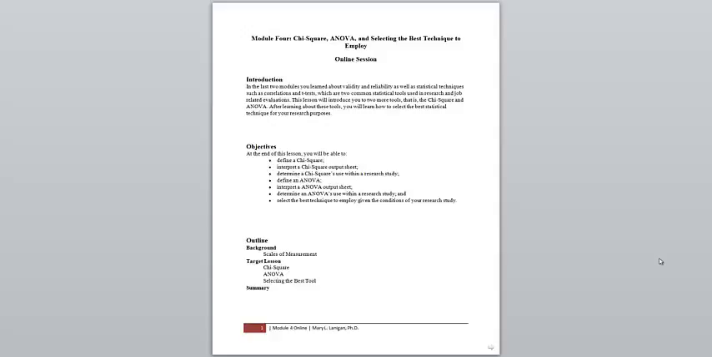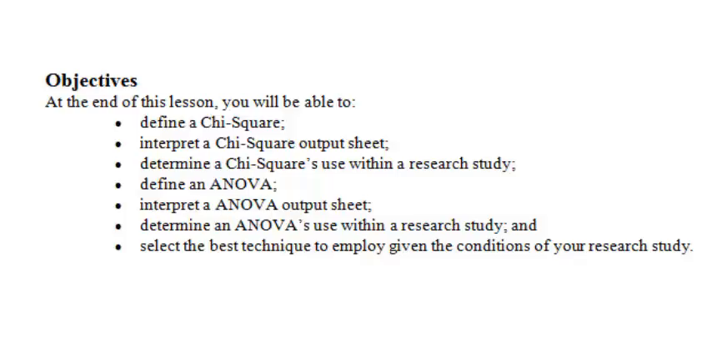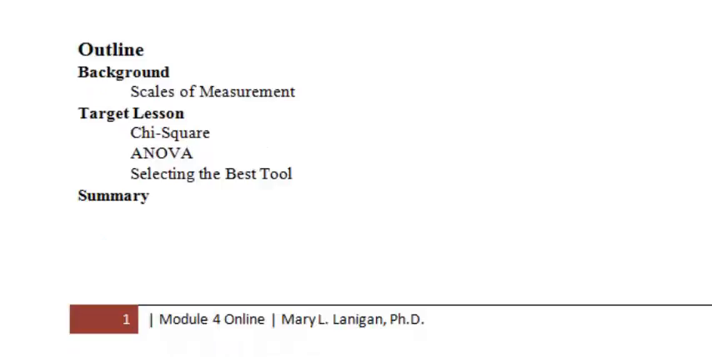And after you learn about these particular statistical techniques, you'll then learn how to select the best tool for your research purposes. Now you can see in the middle of page 1 of your workbook the objectives for this workshop. You'll see that we're going to define a chi-square, we're going to interpret a chi-square output sheet, and we're also going to determine how a chi-square's use is useful within a research study. We're going to follow the same process for an ANOVA. And then finally, we're going to select the best technique to employ given the conditions of a research study. So you can see the outline that we will progress to. So let's turn to page 2.